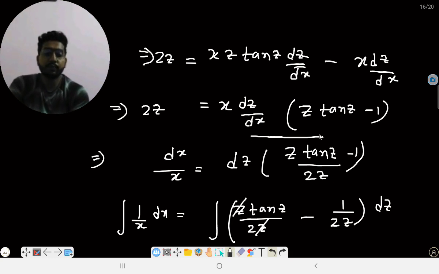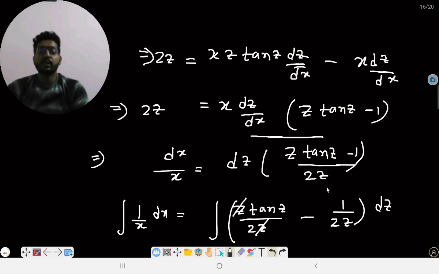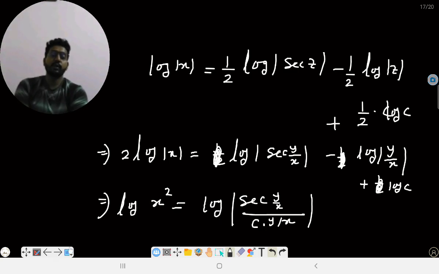At the end it will look like this, 2z equals x dz/dx (z tan z minus 1). Now do the LCM. Now here we have to separate. Here you can see there is a separation, so that will be dx by x, and it will be dz times (z tan z minus 1) by 2z. Now again separate and integrate that one, and that will be the answer. So that will be my answer.